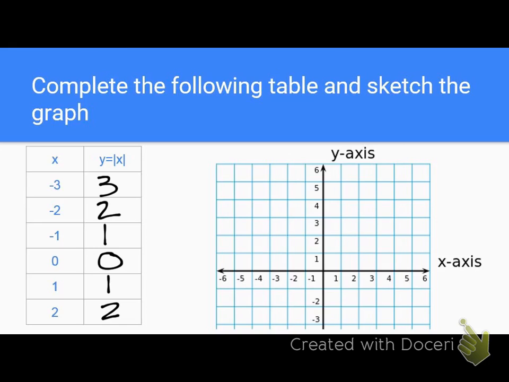So then we can go ahead and plot these points. -3, 3 is going to be right here, -2, 2, -1, 1, 0, 0, 1, 1, and then 2, 2.